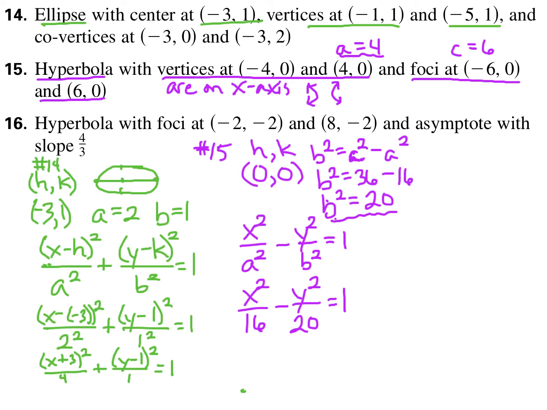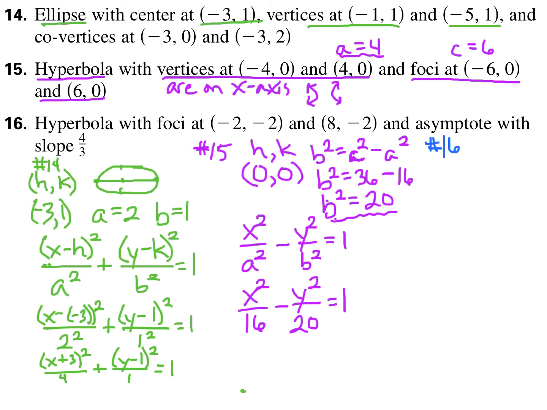So now I'm on to number 16. We have another hyperbola. This one appears that it has been translated. The hyperbola has foci at -2, 2 and 8, -2. So I know that my center must be halfway between the foci, must be the midpoint of the foci.